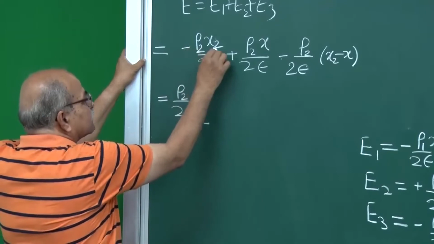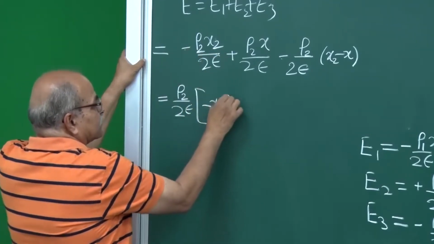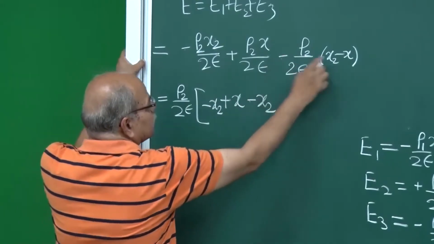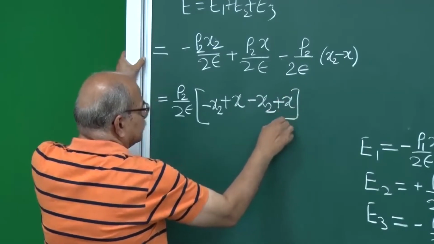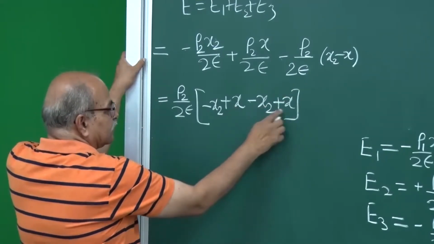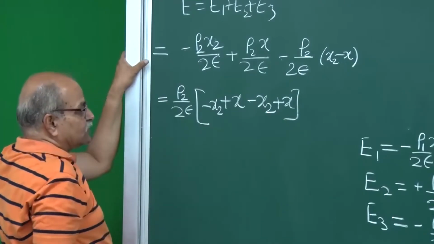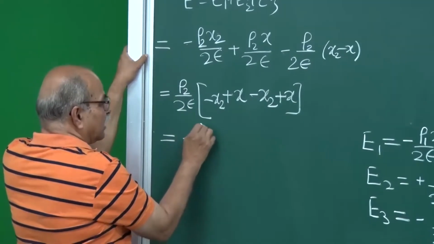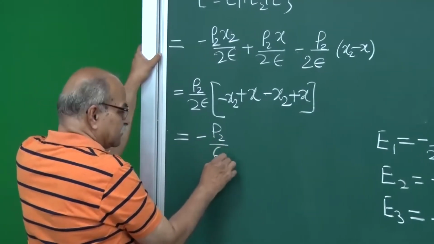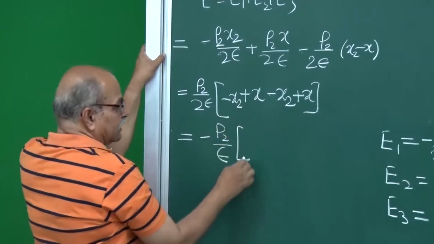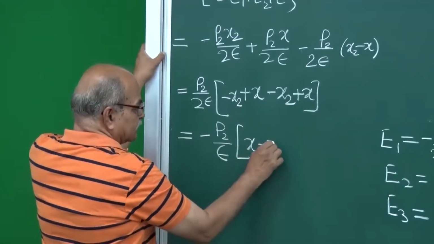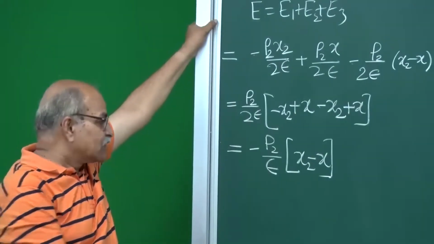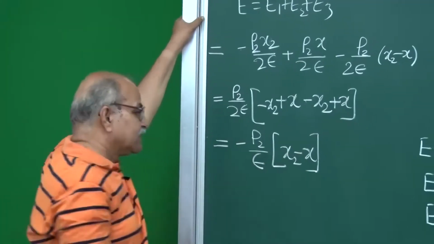What is left? Minus x2 plus x, then minus x2 and plus x. So 2 times x and minus 2 times x2. So you can put the minus sign outside: minus rho 2 over 2 epsilon, because that 2 can cancel, and then you have x2 minus x. Since x2 is greater than x, that's why I am writing x2 minus x with a minus sign here.